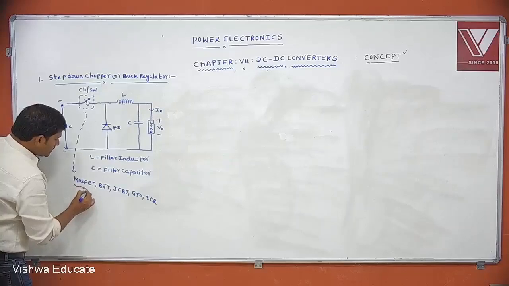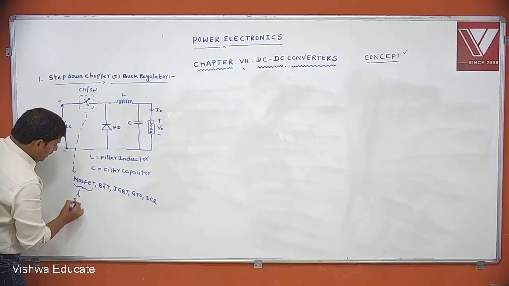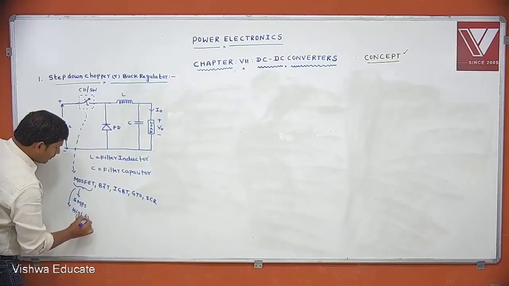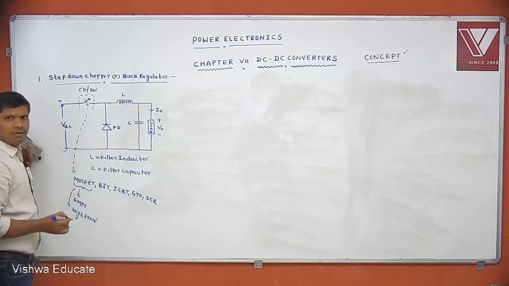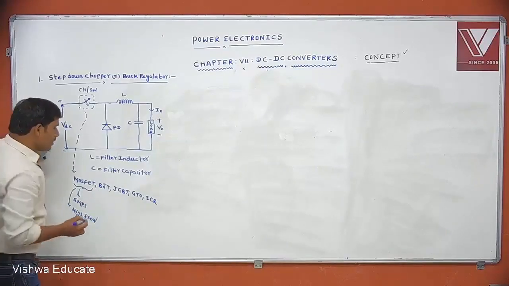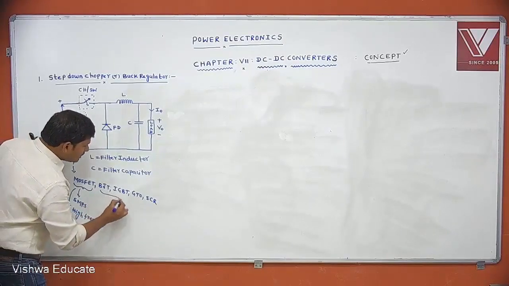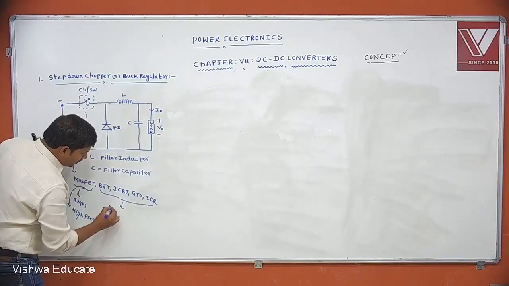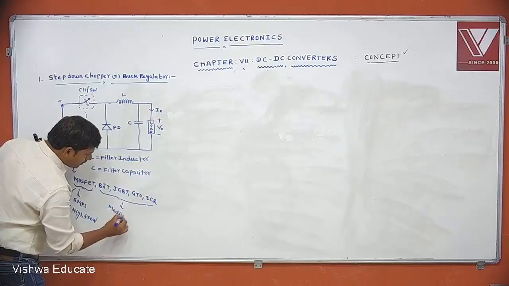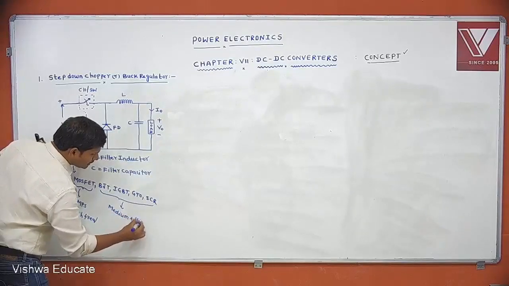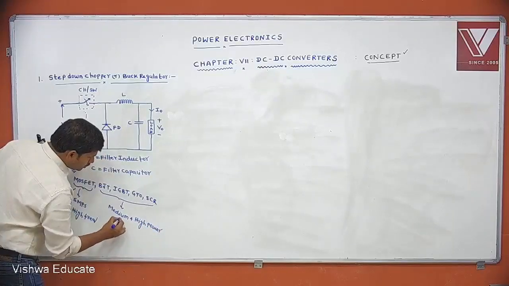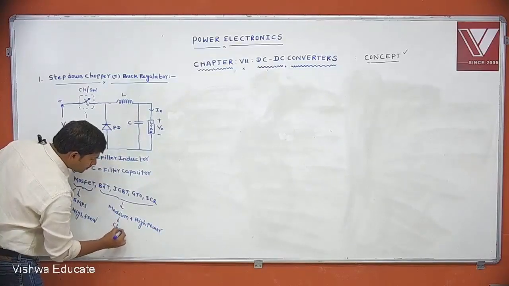But MOSFET is more preferable for SMPS application, that is for high frequency application. BJT, IGBT, GTO and SCR are preferable for medium and high power application. That is for chopper applications, these are more preferable.